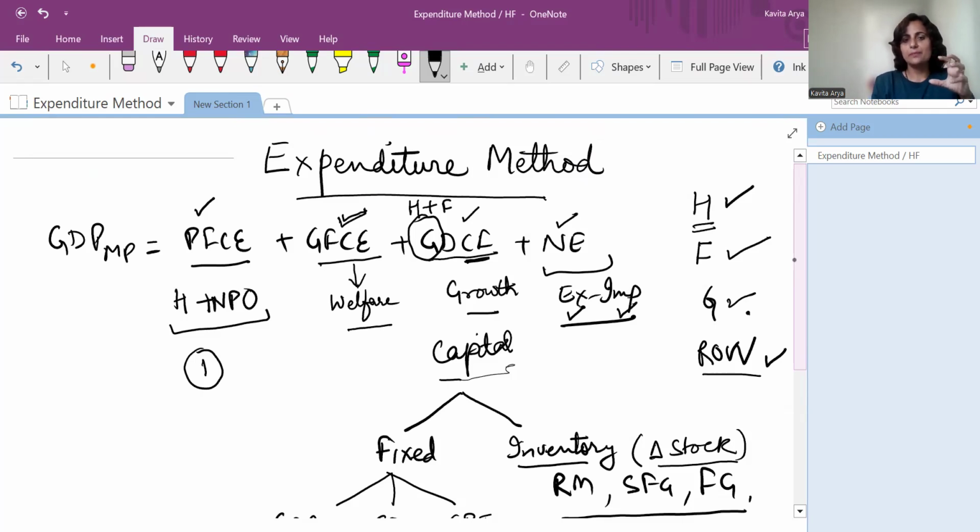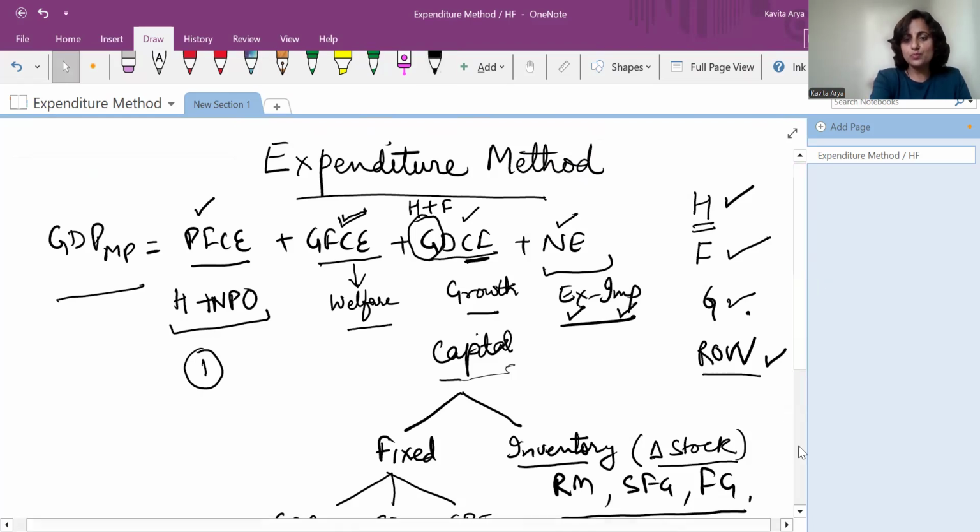So this makes the totality of GDP, gross domestic product at market price. All these four components will club together to make GDP at MP.